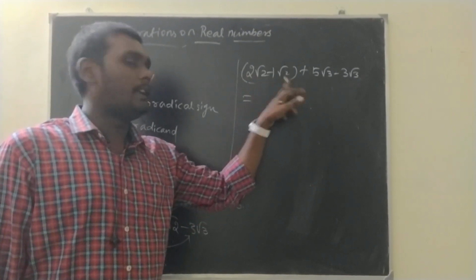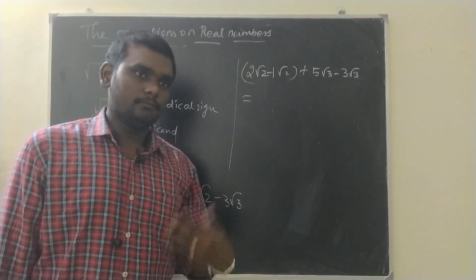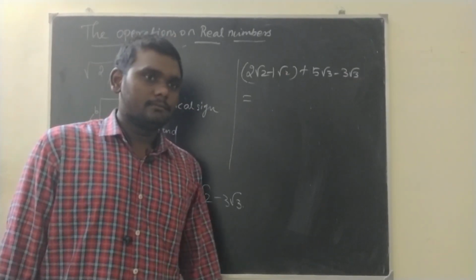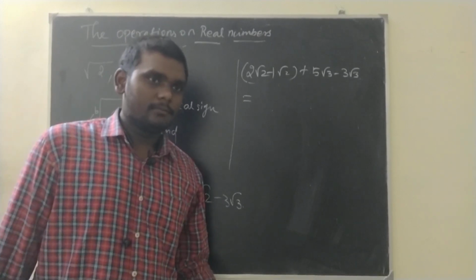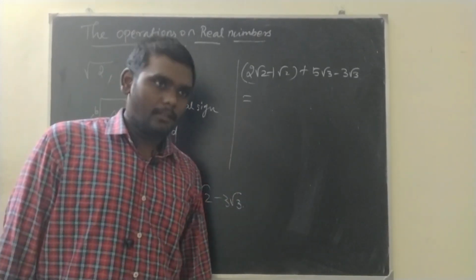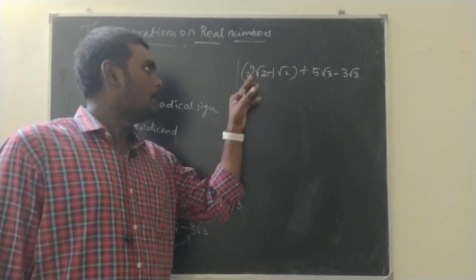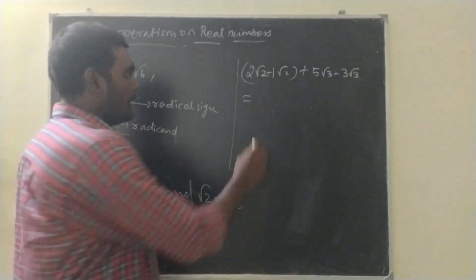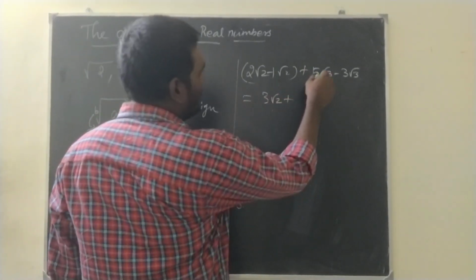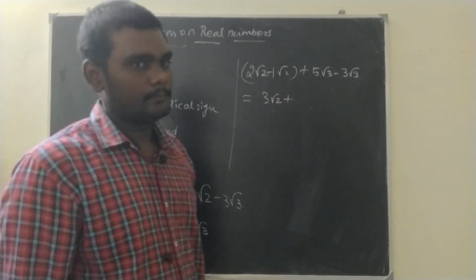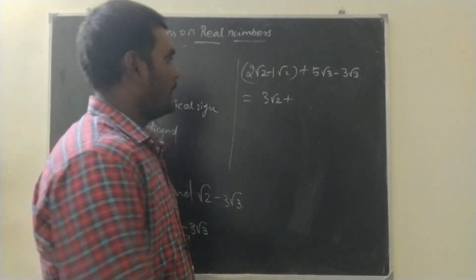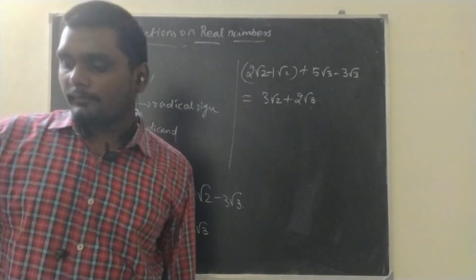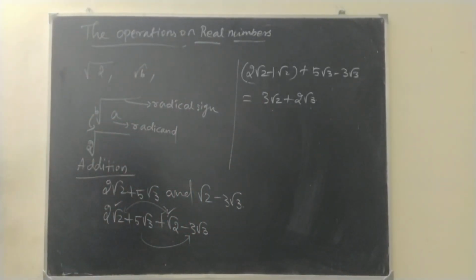2 root 2 plus root 2 works like this. See, 2 apples plus an apple. How many? 3 apples. Likewise, 2 root 2 plus root 2 is 3 root 2, 3 times root 2. Here 5 root 3 minus 3 root 3 is 2 root 3. That is all. This is what addition gives. Okay.